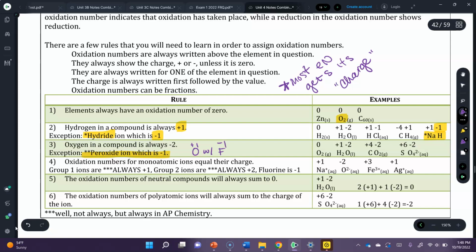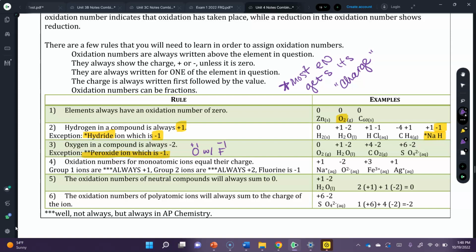If we're not talking about ionic compounds, like its oxidation number, whatever charge it would form as an ion, it would use that as an oxidation number. Since fluorine is more electronegative, it'll be negative, and then oxygen, if it is bonded to it, will change. So oxidation numbers for monatomic ions always equal their charge. Group 1 ions are always +1, group 2 are always +2, and fluorine is always -1.